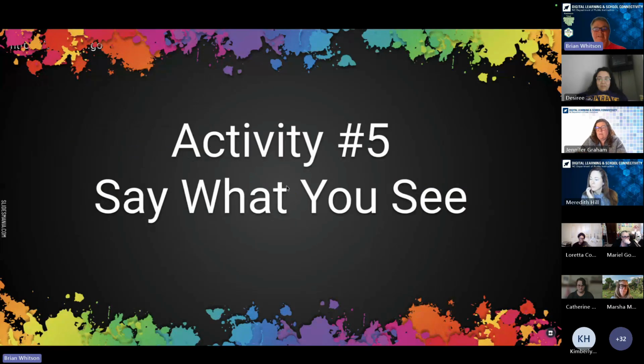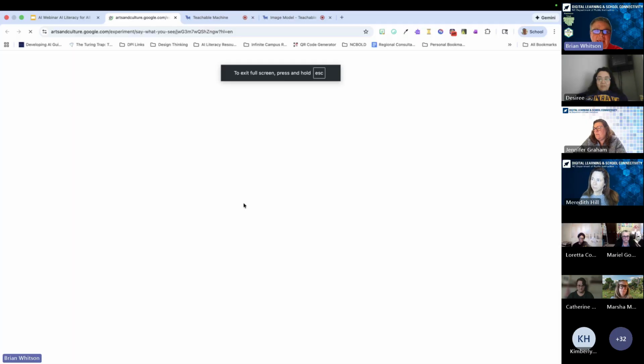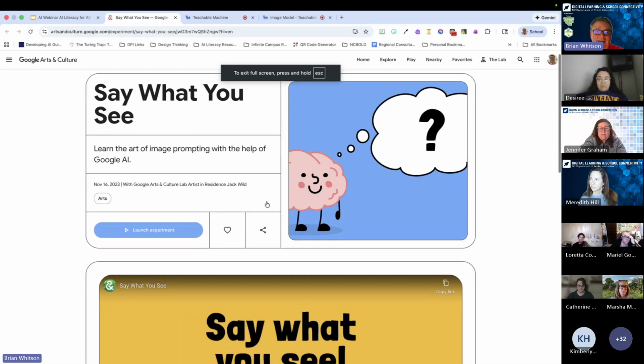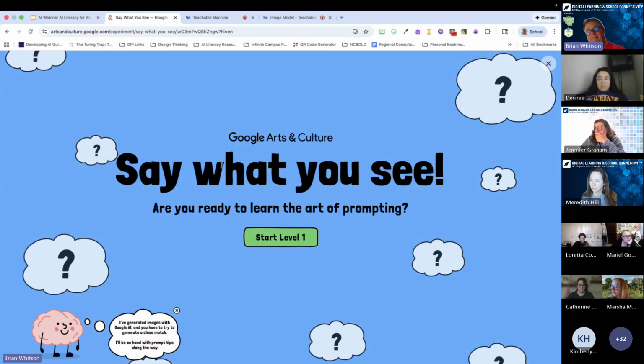And then we're going to do this activity. Some of you may have used this one before with activity 5. It's the Google Arts and Culture Say What You See. And this will be our last activity. But if you haven't seen this, the way I use it is to let students who have clearly articulated that they're good at using AI, and they can get AI to do whatever they need it to do for them.